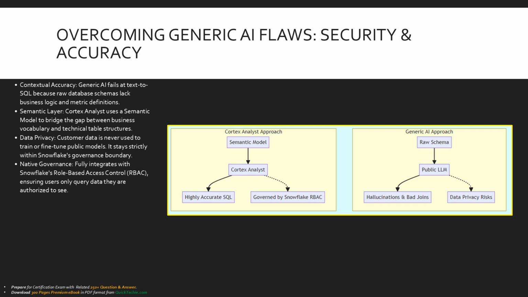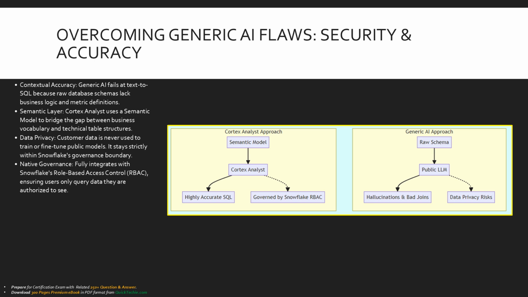You might be wondering, why not just connect a generic AI chatbot to my database? The problem is contextual accuracy. Generic AI models look at raw database schemas and guess. They don't know what your company considers net revenue or how to handle your specific joins. Cortex Analyst solves this using a semantic layer, which we will dive into next, to explicitly map your business rules.